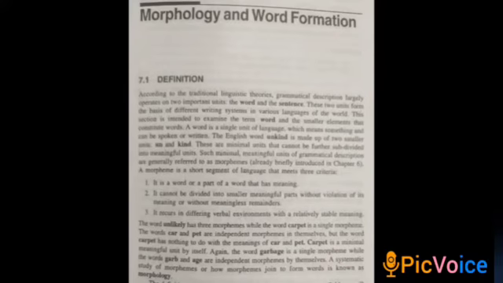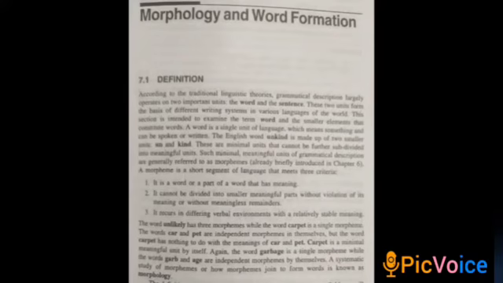Students, according to the traditional linguistic theories, grammatical description largely operates on two important units, the word and the sentence. These two units form the basis of different writing systems in various languages of the world. Let us now examine the term word and the smaller elements that constitute words. A word is a single unit of language which means something and can be spoken or written.